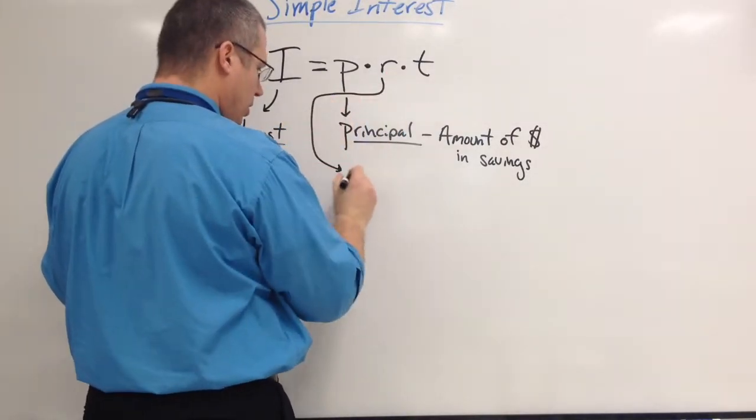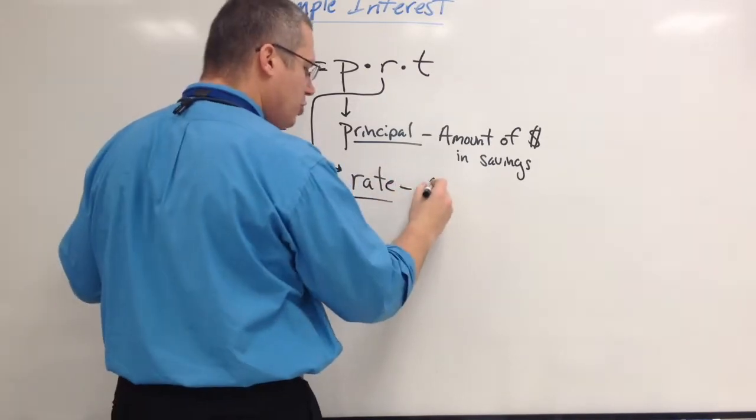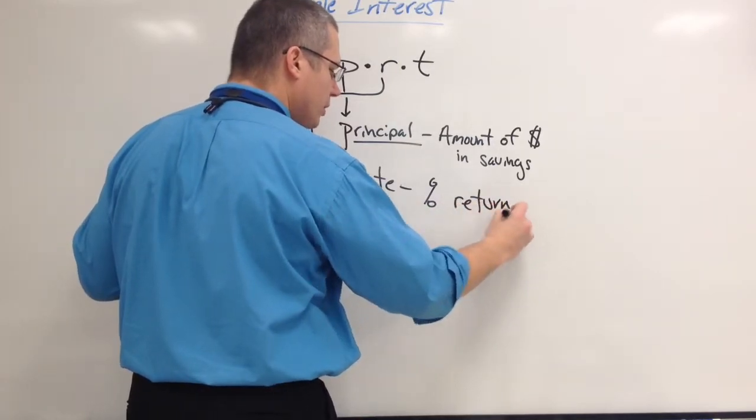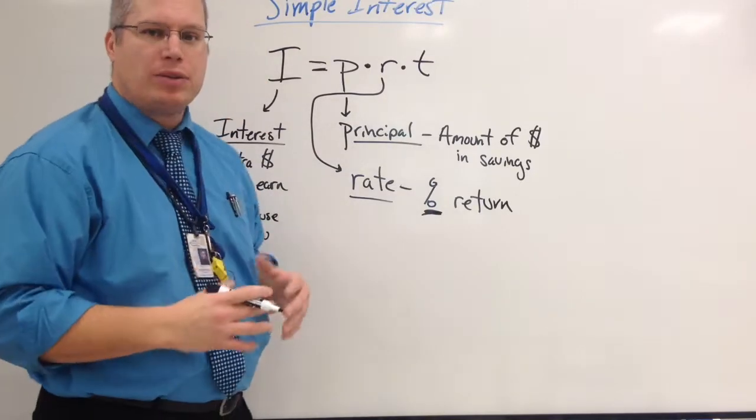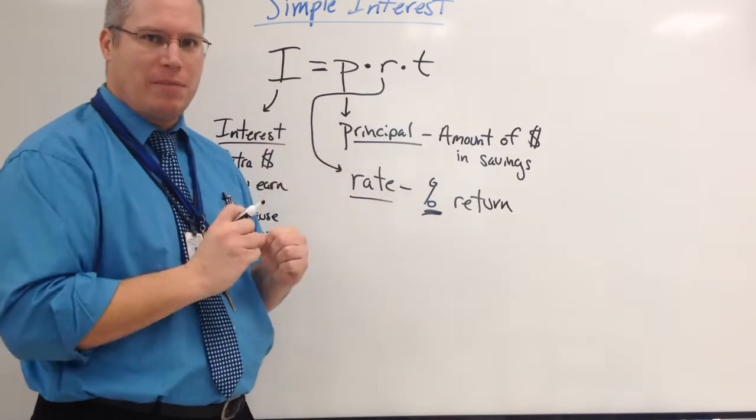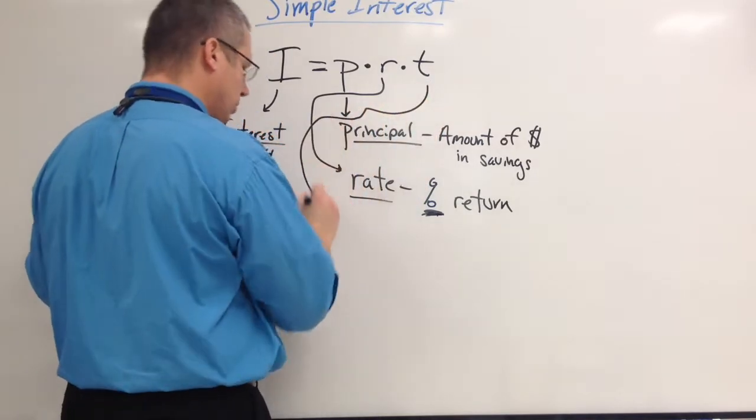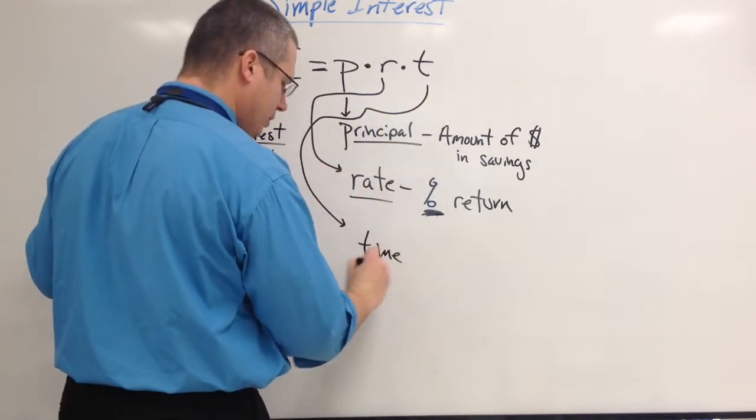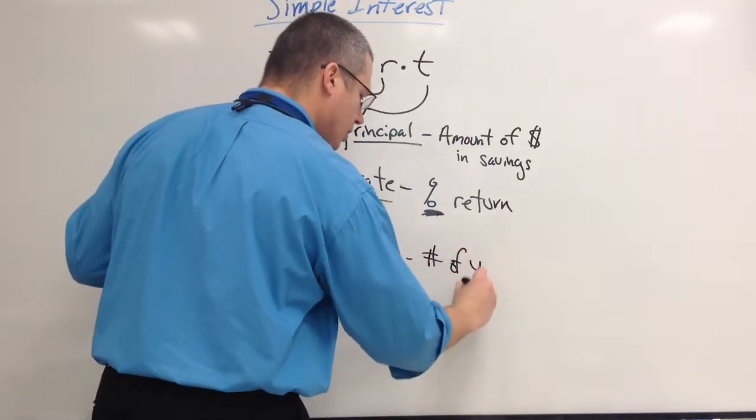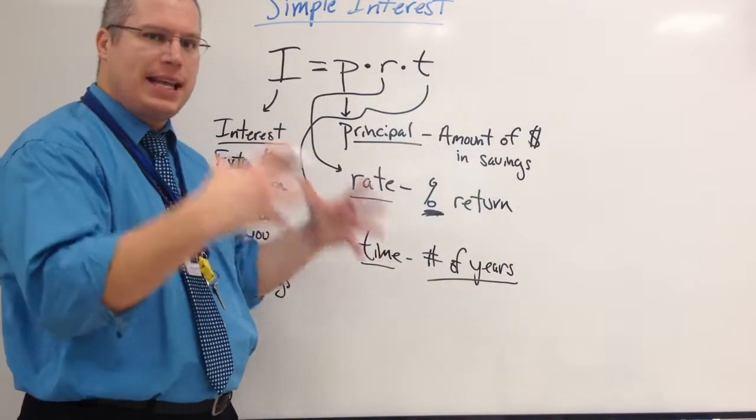R is rate. And that is your percent. That is the percent return. So the bank will say, okay, if you let us hold your money, I'll give you 2% on the amount you give me. So the rate is my percent amount. T is time. And it's measured in years. A number of years that your savings is in the bank.